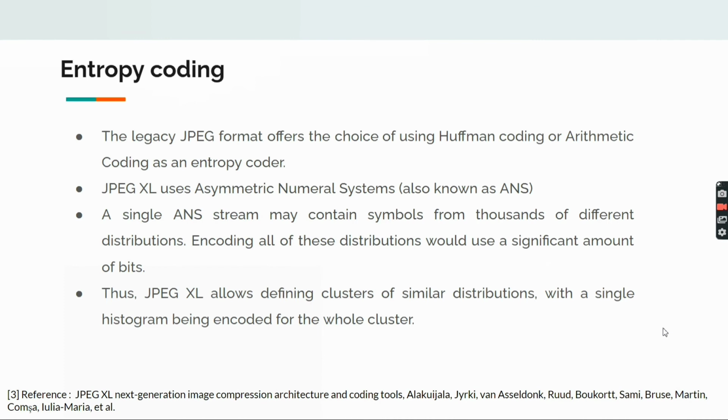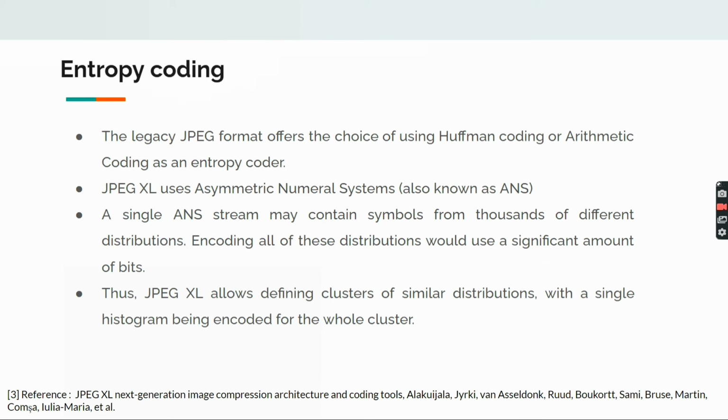Entropy coding in the legacy JPEG format offered two choices, Huffman coding and arithmetic coding. But these entropy coders have their own disadvantages. For example, arithmetic coding has slower decoding speed. To tackle this, JPEG XL uses a newer scheme called asymmetric numeral systems, a recently introduced entropy coder that achieves a compression ratio similar to arithmetic coding, but uses significantly less time during decoding. JPEG XL encodes, in a single ANS stream, symbols drawn from multiple different probability distributions.